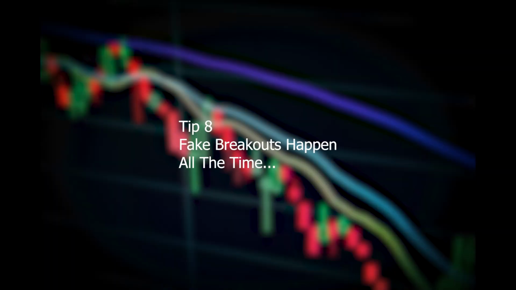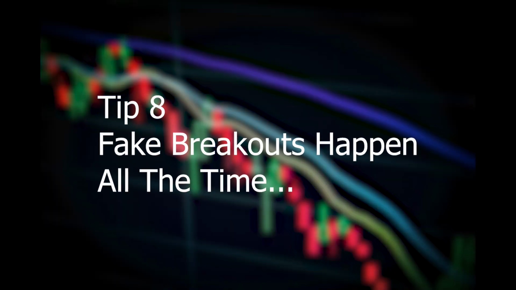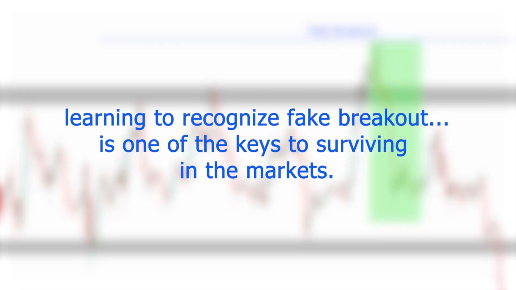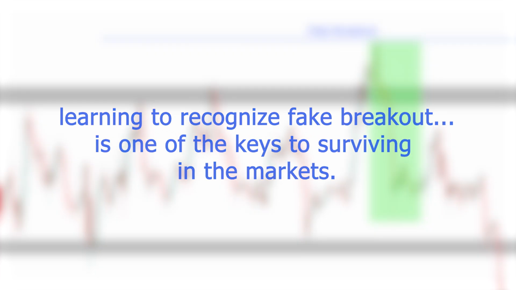Tip 8. Fake breakouts happen all the time. Markets are rarely straightforward. Sometimes price moves slightly beyond a level. What happens next? Stop losses get triggered. Traders assume a breakout has occurred, and they jump into the trade. Then suddenly, price reverses. This is called a fake breakout, and many traders get trapped by it. Learning to recognize fake breakouts is one of the keys to surviving in the markets.